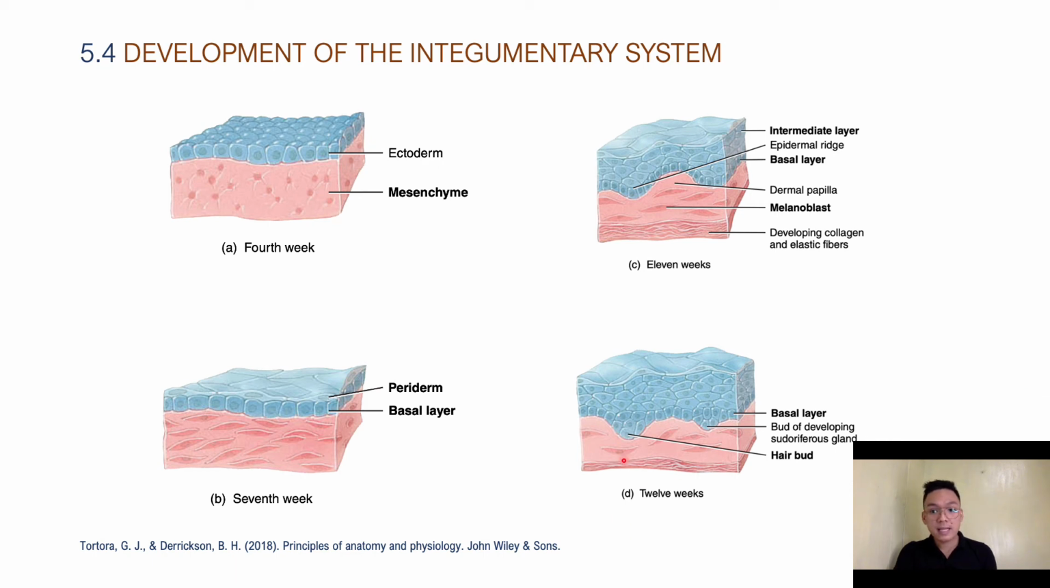The peridermal cells are then continuously sloughed off, and by the 5th month of development, the secretions from sebaceous glands mix with them and with the hair to form a fatty substance called the vernix caseosa.